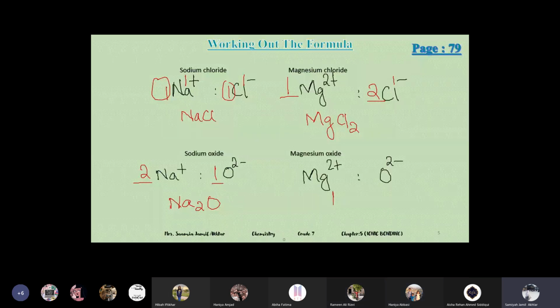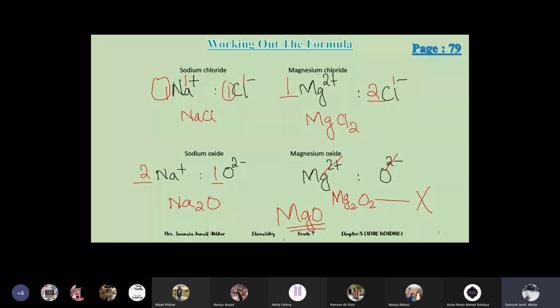It will be Mg2O2. Okay. But in this type of formula, where the two charges are equal, we will cut them. We will simplify it. So we will cut the charges and simply write the formula MgO, because the charges are the same. Got it? So if the charges are already the same and we are not writing any number with them, we will write a simple formula like this.